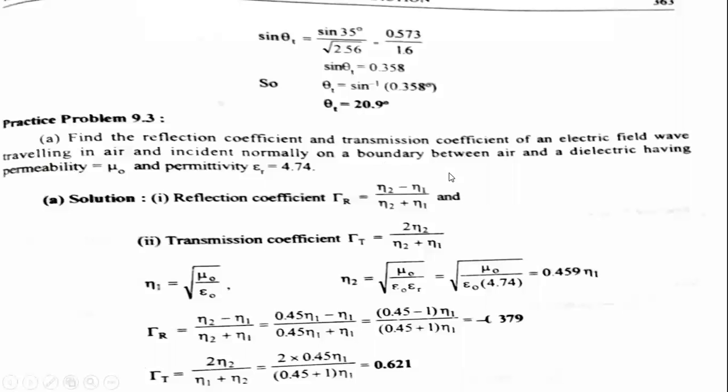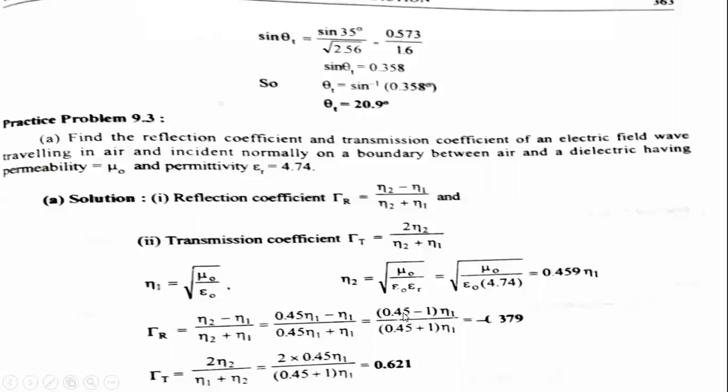We have already seen this formula. Reflection coefficient is eta 2 minus eta 1 divided by eta 2 plus eta 1. The transmission coefficient is 2 eta 2 divided by eta 2 plus eta 1. Now, eta 1 for free space is root of mu by epsilon; for the air it is root of mu 0 mu r by epsilon 0. These are constants, and substituting them gives 120 pi, or 377.